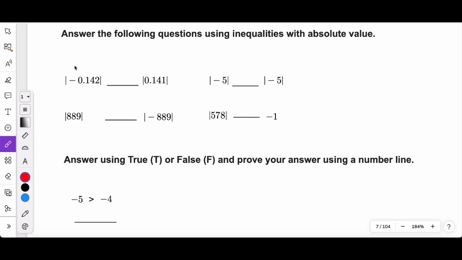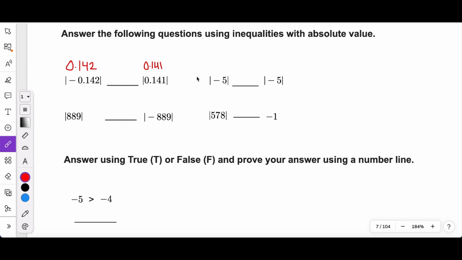So the absolute value of negative 142 thousandths is, we're going to make it positive, so it's 142 thousandths. So I'm going to write that on top. And the absolute value of 141 thousandths is still positive, so it's going to stay the same. It's 141 thousandths. So now that we have the simplified version of the number, I'm going to use an inequality.